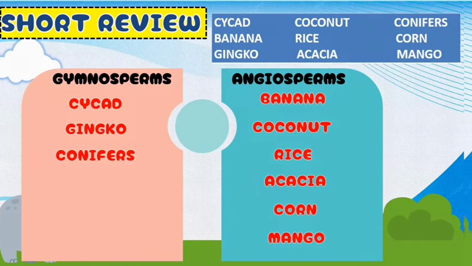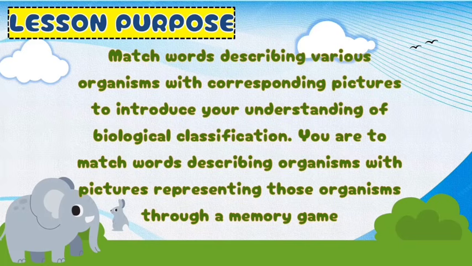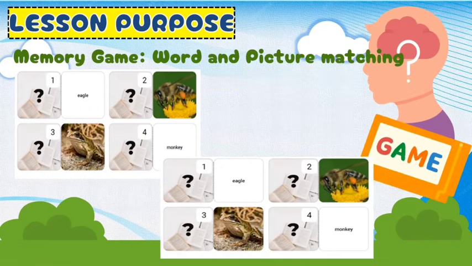So let's have a game. You're going to match words describing various organisms with corresponding pictures to introduce your understanding of biological classification. You are to match words describing organisms with pictures representing those organisms through a memory game. So this is a memory game, word and picture matching. So you're going to memorize all the words and the pictures and you're going to match. Are you ready? So let's begin.